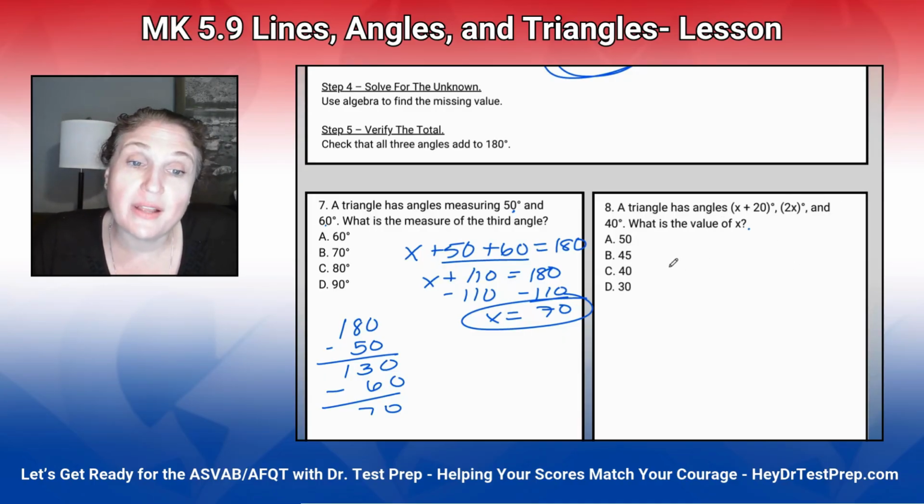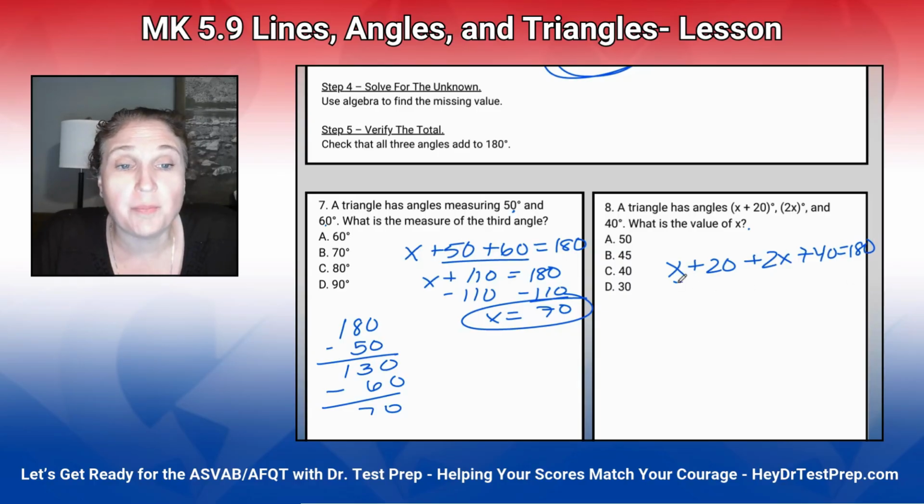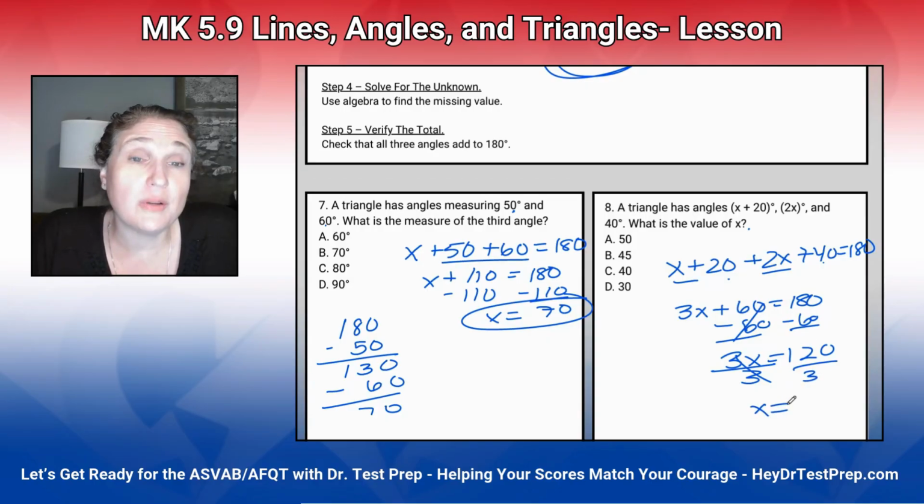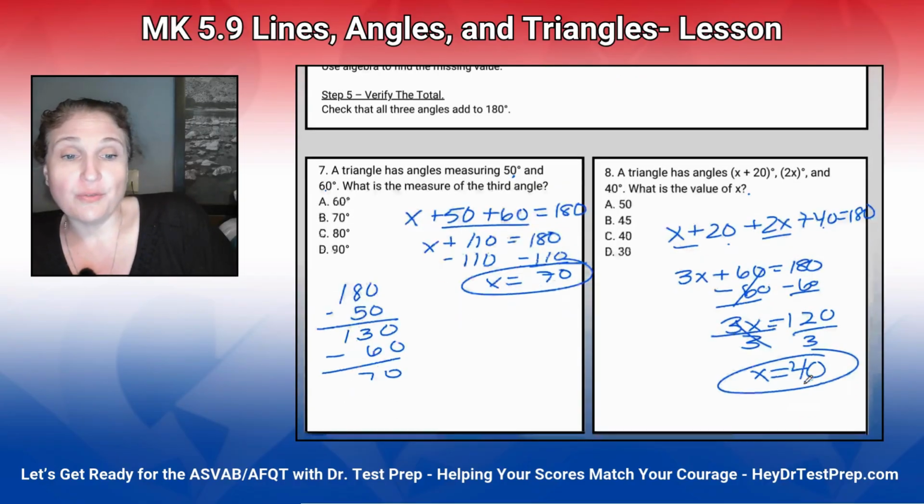So number 8, we've got the x's involved, and so that's why we can't just do the simple subtraction. So we have to have them all equal 180. So x plus 2x gives me 3x. 20 plus 40 is 60. Subtract 60 from both sides. 3x equals 120. Divide both sides by 3. x equals 12 divided by 3 is 4. 0 divided by 3 is 0. x equals 40.